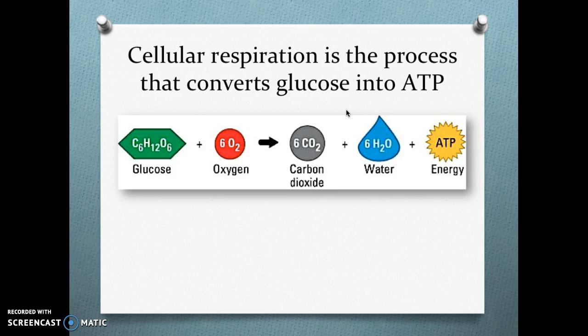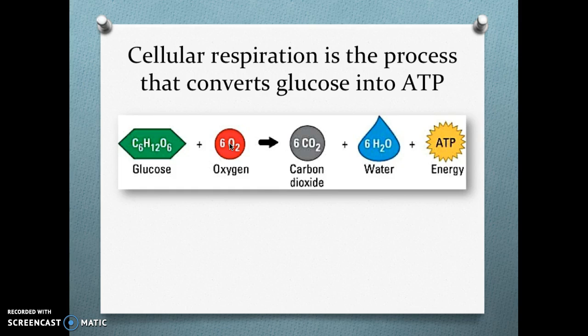So cellular respiration is the process that converts glucose, right here, so that's a sugar, into ATP, our energy source. And it does that through a variety of steps that we already know as glycolysis, the Krebs cycle, and electron transport chain. So here's just the general formula. You have glucose, and that's what you're starting with. That's your reactant. And then you also have oxygen, another reactant.